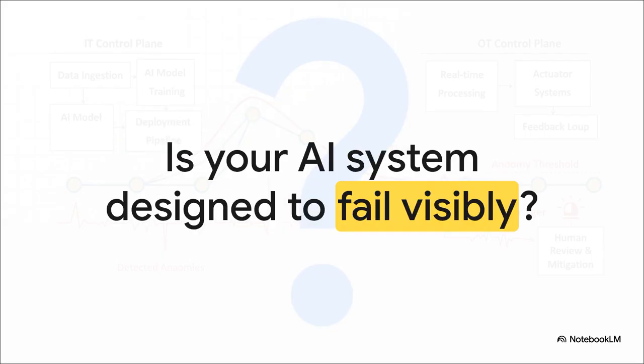So I'll just leave you with this one final question to take back to your teams. We have to assume that sooner or later, things will go wrong. The real question isn't if it will fail, but how. When your system fails, will it do so silently, invisibly? Or have you designed it to fail visibly, where you can see it, you can catch it, and you can control it?